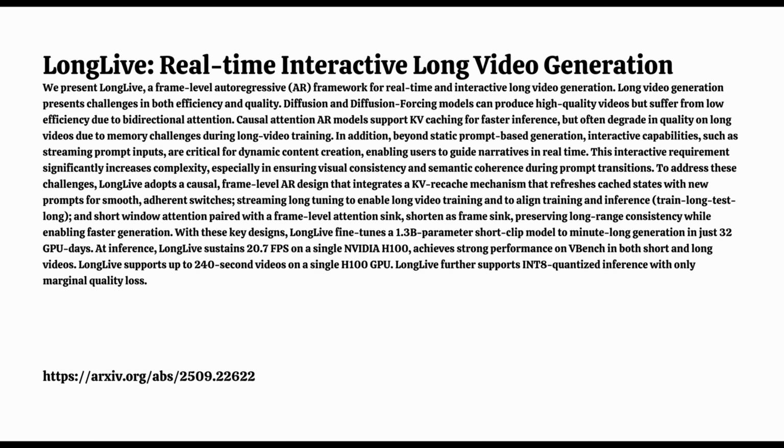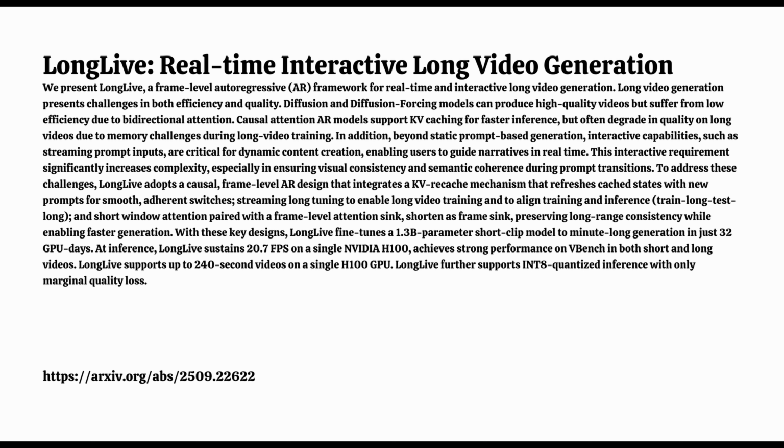What was the fundamental problem they were facing first? Well, it really boils down to this dual challenge in video generation. You need fantastic visual quality, right? But you also need it to be generated efficiently. And historically, models have really struggled to deliver both. There's usually a trade-off. Take diffusion models or diffusion-forcing models. They're known for really high-quality output. The visuals are often stunning, but the downside is speed. They are incredibly slow, especially when you try to make longer videos.